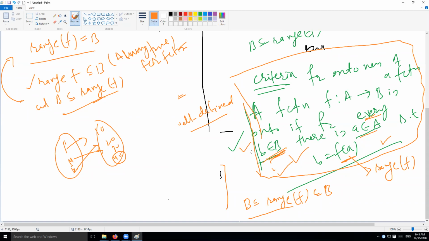इसकी negation करें. इसकी negation क्या होगी इस statement की? That for every B there is an A such that B equals f of A. Then इसकी negation क्या होगी? Anyone?